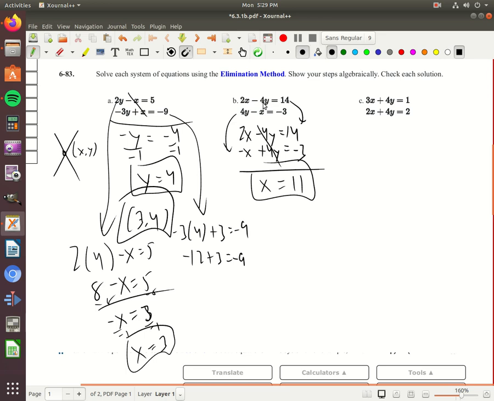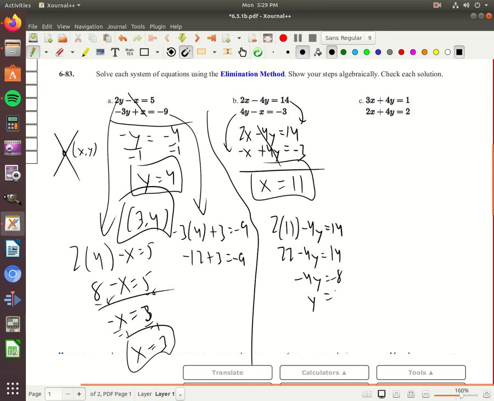I'll sub it into the top. So 2 times 11 minus 4y equals 14. Again, I'm subbing it into this one to solve for the y. 22 minus 4y equals 14. Negative 4y equals negative 8. y equals 2. So I have x and y, and now I'll sub it into the bottom just to make sure that it works out.